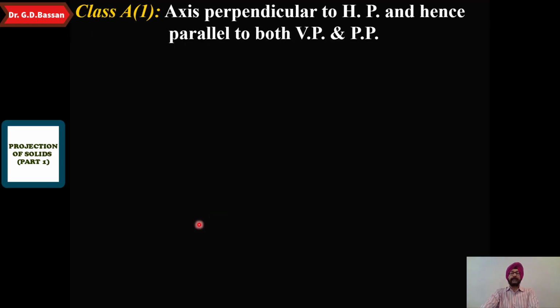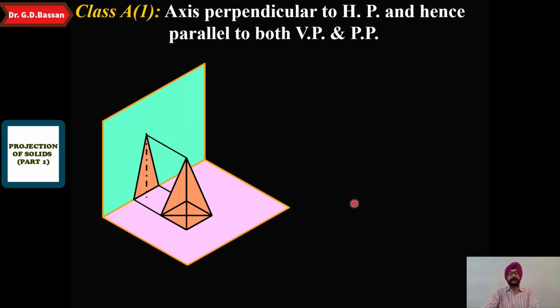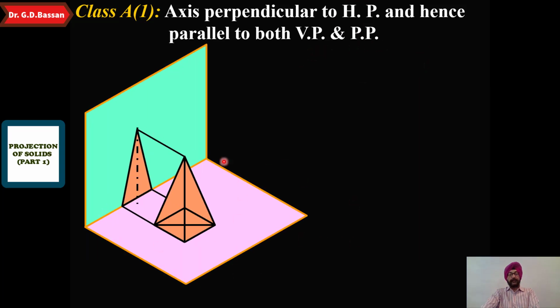Now we go to the basics of the projection of solids. In the first case, we take the axis perpendicular to HP. When the axis is perpendicular to HP, it is parallel to both VP and the profile plane. Let us take an example of a square pyramid. We are keeping it on the horizontal plane and the axis is perpendicular to the horizontal plane.